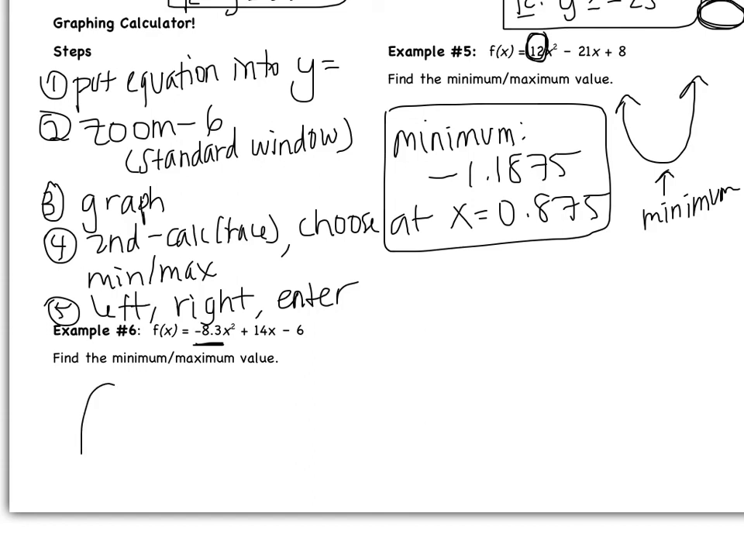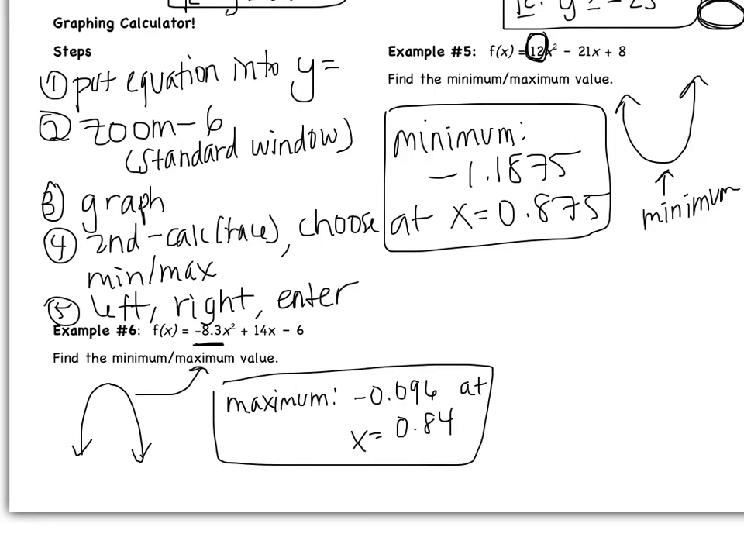Okay, so this one should open down, which tells you that we have a maximum. So the maximum in this case ends up being negative 0.096 at x equals 0.84. So hopefully you got that one right. If not, I am going to show a quick video of what you should have done on the calculator.